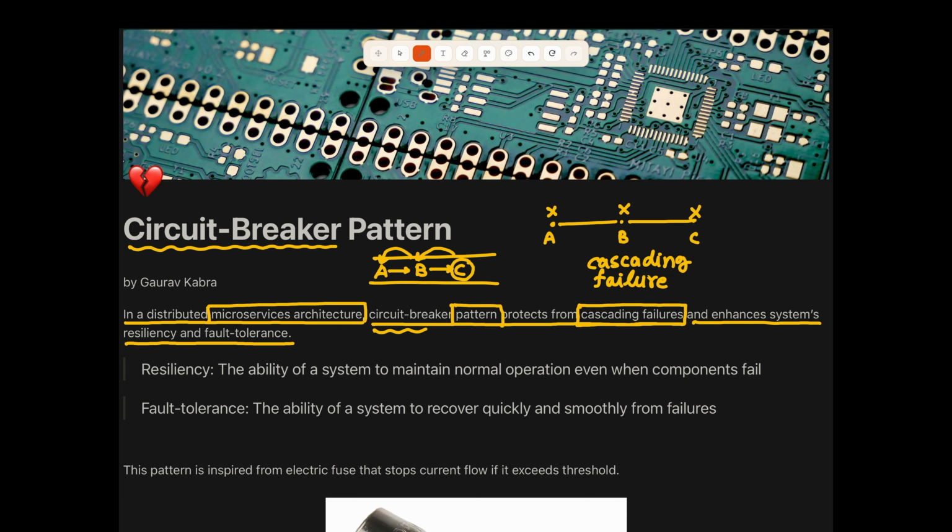So, a circuit breaker pattern essentially protects us from cascading failures in a microservice architecture. So, what is the result of this protection? We get better resiliency and fault tolerance. Now, let us understand these two terms first so that we can better appreciate the circuit breaker pattern and its importance. So, the first term is resiliency, the ability of a system to maintain normal operations even when components fail.